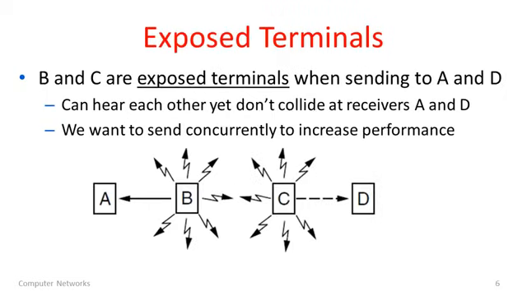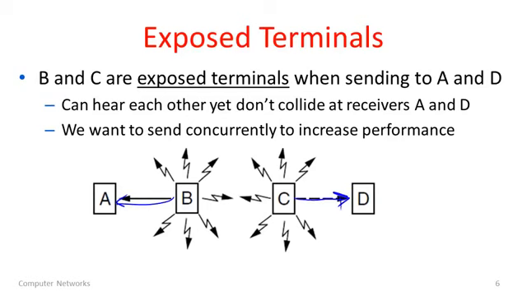The second problem that arises because of different coverage regions is something called the exposed terminal problem. Exposed terminals are a situation when you think you have interference because senders can hear one another, but actually there is no interference at the receivers, so you would really like to send multiple packets at the same time. Here, B is sending to A, and C is sending to D.